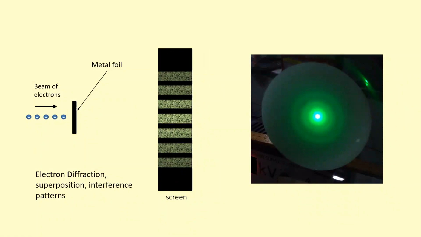Okay, we know that when electrons are fired at a metal foil, the electrons can diffract between the atoms in the foil and form an interference pattern on the screen like this. So the electrons are acting as waves. How do we calculate the wavelength of this wave?